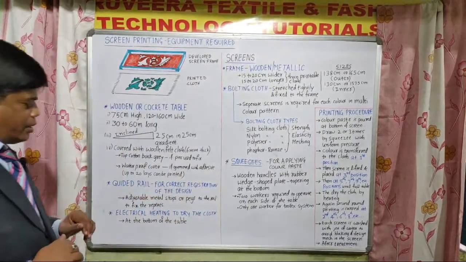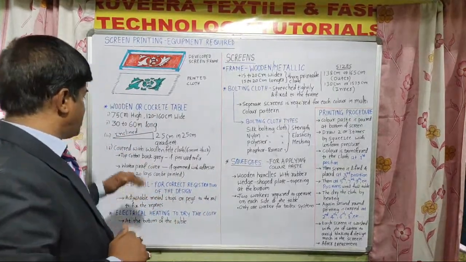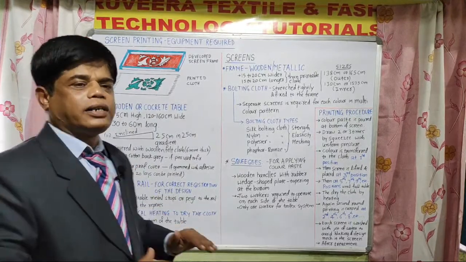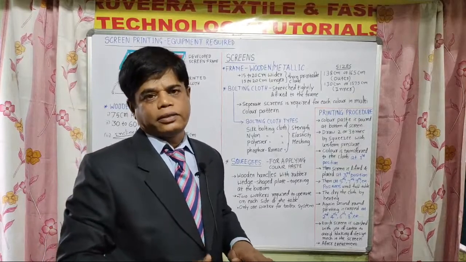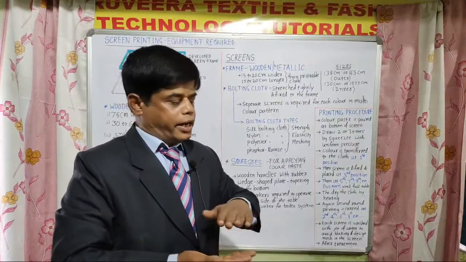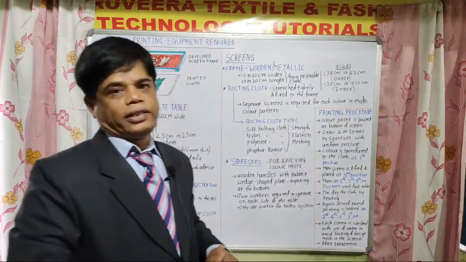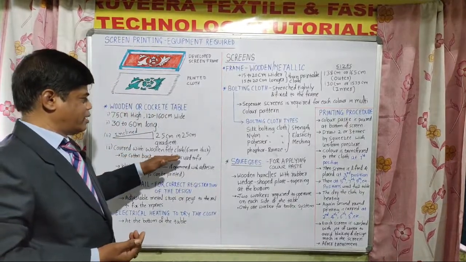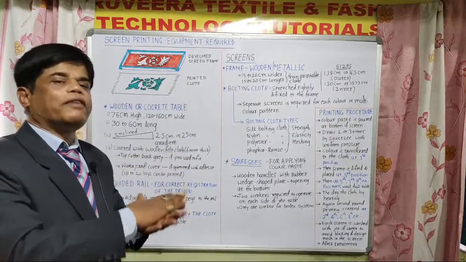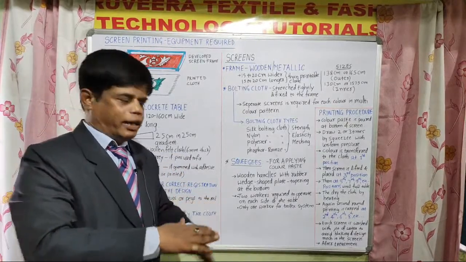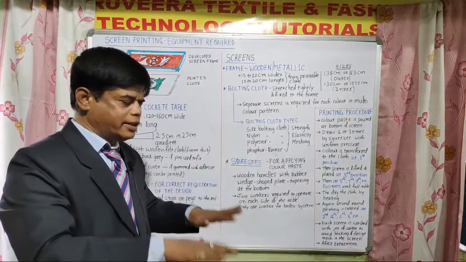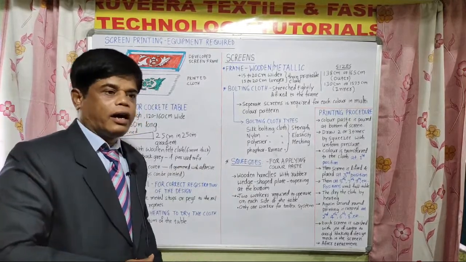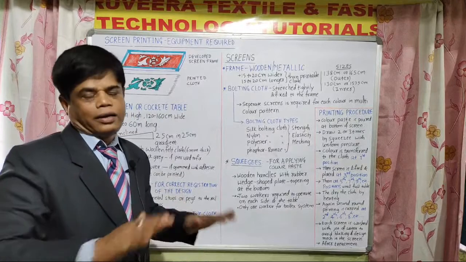Also, the top of this table is covered, and the surface of the table should not be hard. It is covered with woolen felt. In conventional tables, it is covered with woolen felt of 6 mm thickness. It should be soft. If any printing cloth is put on this, it should be soft, not hard.